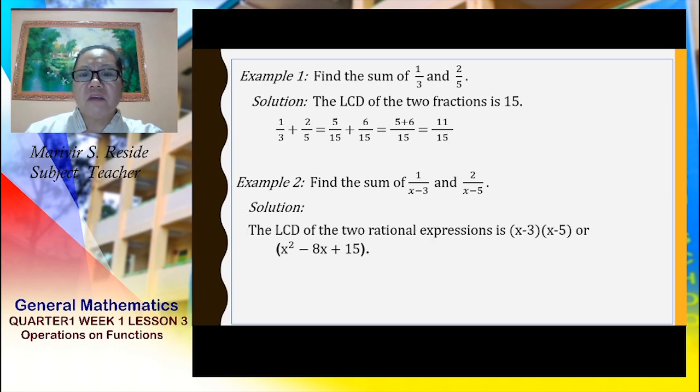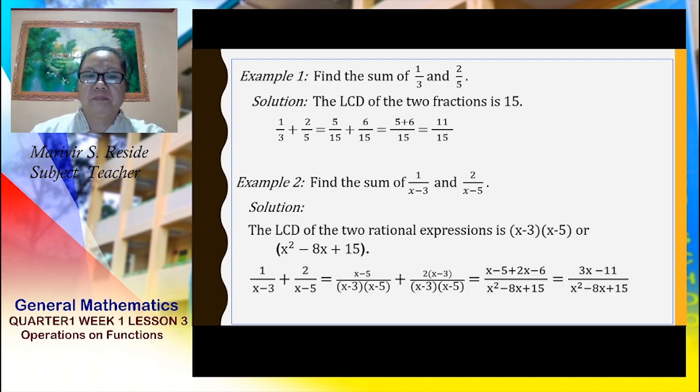So the LCD of the two rational expressions is (x - 3)(x - 5), or (x - 3) times (x - 5). And this can also be written as x squared minus 8x plus 15. Either of the two can be used as your least common denominator.